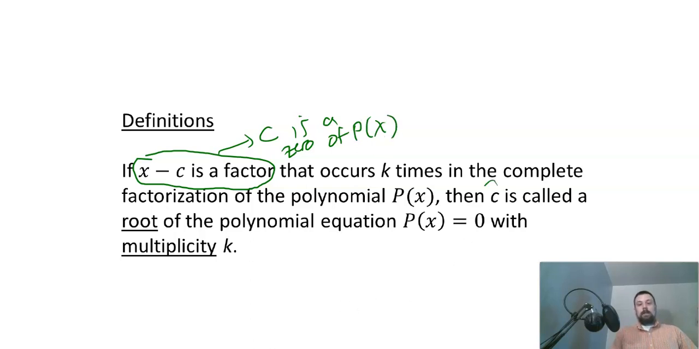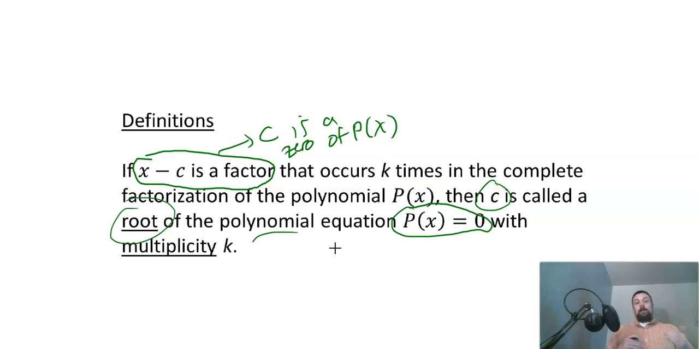Now we're calling c a root of the polynomial equation p of x equals 0. So c is both of these things. C is a zero of the polynomial. It's also a root of that polynomial equation. So root and zero refer to the same set of numbers. They're both numbers that when you plug them into the polynomial, they make the polynomial equal 0.